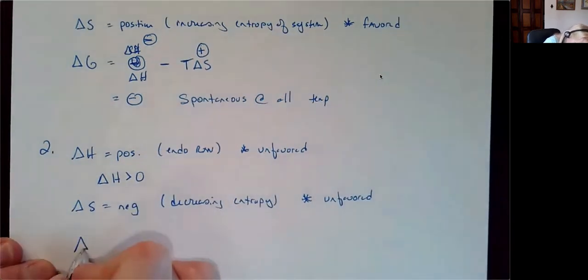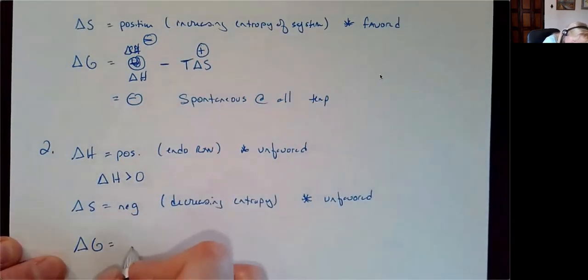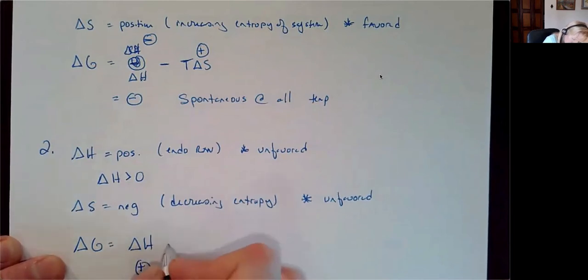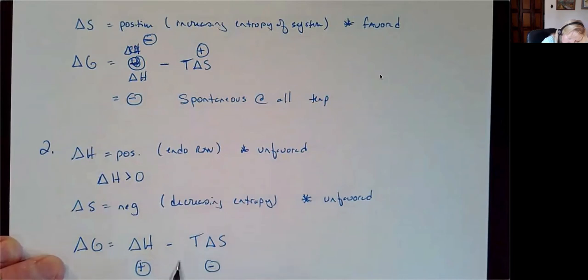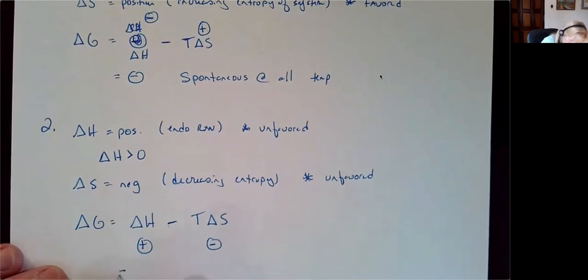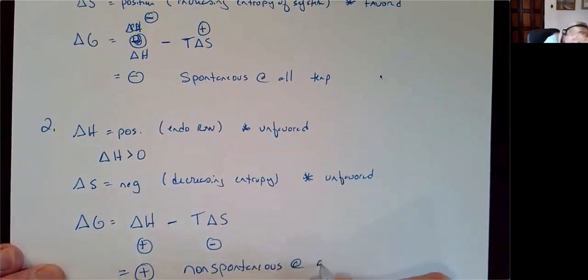So my delta G then would be equal to delta H, which is a positive value, minus T delta S, which is a negative value. So this makes this a negative, makes this positive. So delta G is positive. This is going to be non-spontaneous at all temperatures.